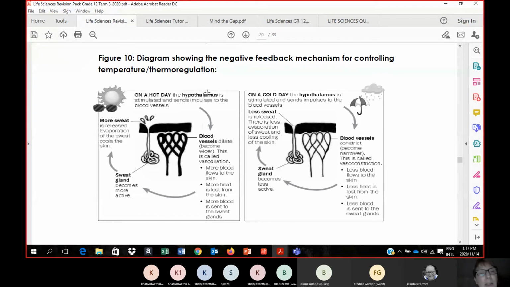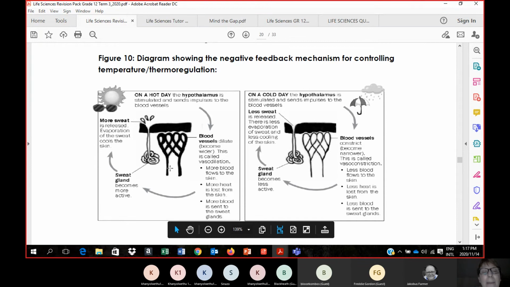And it sends messages to the sweat glands, and the sweat glands are now going to produce more sweat. Now, when these little droplets of sweat, that liquid, lie on the skin, they're going to evaporate, right? And that is a physical reaction because the liquid changes to a gas, from water to water vapor. And in that process, it's going to cool your skin, all right? So you're going to cool down.